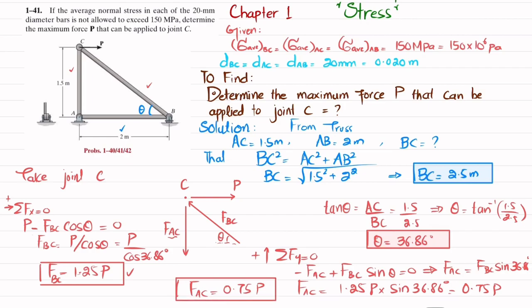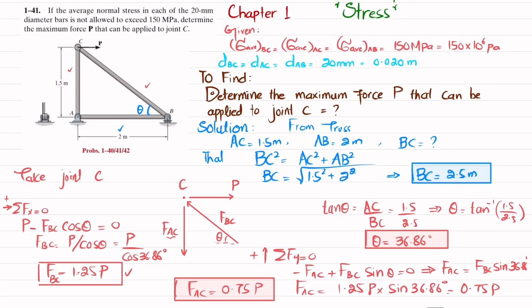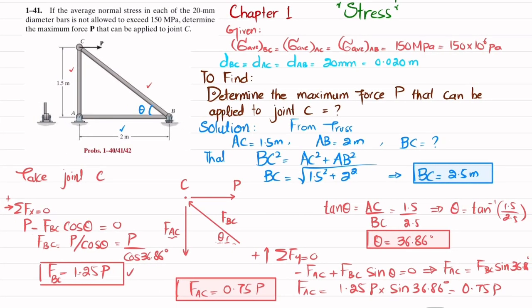Now you can see that initially I have told you that this member is in compression, FAB, clear, and this member will be in tension. So we will write it over here. I will choose another color. FBC is in compression, so I will write C, and FAB, AC is in tension.